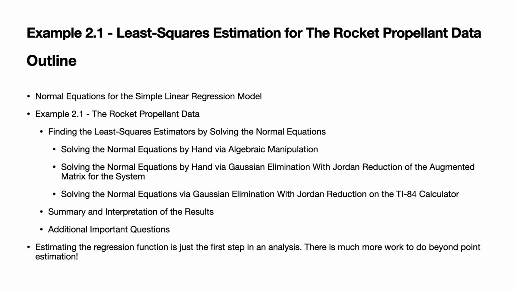The second method we'll use is to solve the normal equations by hand via Gaussian elimination with Jordan reduction of the augmented matrix for the system. Thirdly, we'll solve the normal equations via Gaussian elimination with Jordan reduction using the TI-84 calculator. We'll then summarize our results and interpret them. We'll also look at some additional important questions that are natural follow-up questions to the analysis. And from these additional questions, we'll see that estimating the regression function is just the first step in an analysis. There is much more work to do beyond point estimation.